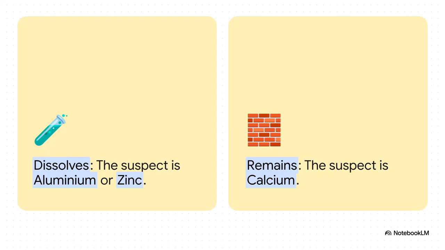The trick is to see how they react when we apply a little more pressure, so we add excess sodium hydroxide. If that white solid just stubbornly stays there, we've found our guy. It's calcium. But if it dissolves and the solution goes clear again, our suspect is either aluminum or zinc. We've just narrowed the field.